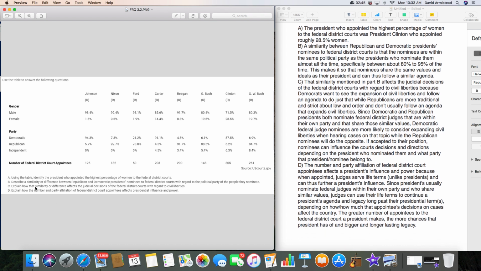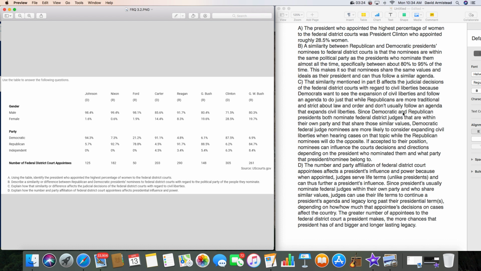Okay, explain how that similarity or difference affects the judicial decisions of the federal district courts with regards to civil liberties. Let's see what they put. That similarity mentioned in Part B, the fact that presidents choose nominees from their same party, right, affects the judicial decisions of the federal district courts with regard to civil liberties because Democrats want to see the expansion of civil liberties and follow an agenda to do just that, while Republicans are more traditional and strict about law and order and don't usually follow an agenda that expands civil liberties.